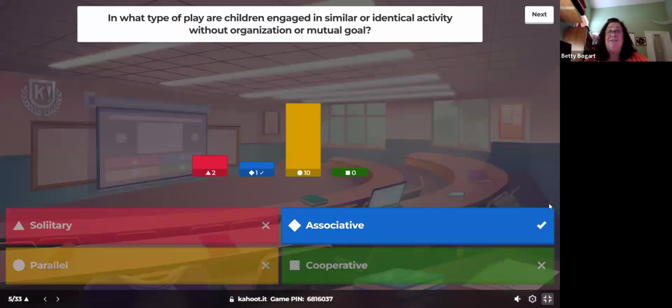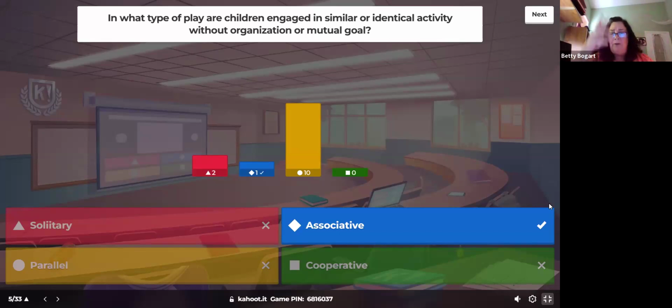It is associative. Parallel, think about a parallel next to each other, not touching. These are toddlers. Toddlers don't share. Me, mine, and they grab things out of other kids' hands. That's parallel play. Associative, now they associate with each other and they play all together, but there's no goal.